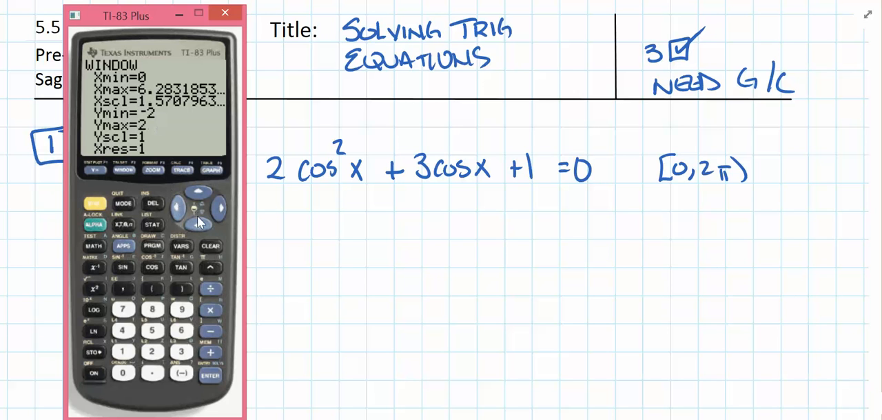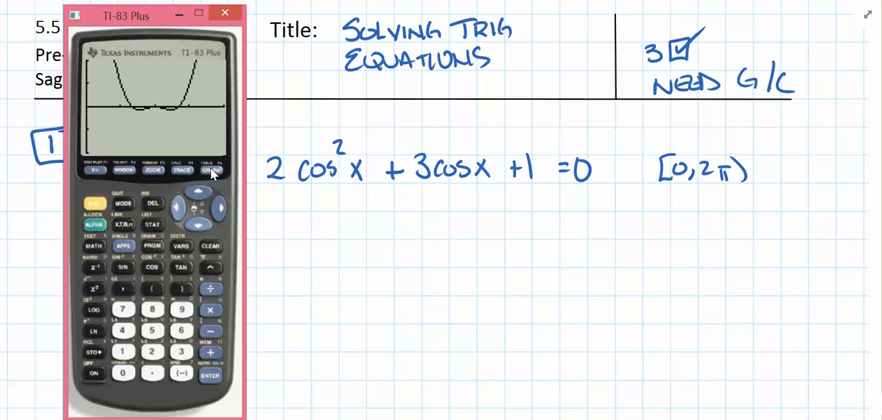Now, my y minimum and maximum, I'm curious as to where this graph crosses the x-axis. So I don't need to be down there at -10 and up there at +10. I might as well just focus in around the x-axis, okay? So it's important that you guys understand the concept of the window and how to set it up. You guys on board? Yes. Okay, now that we have our window set up and we have our equations plugged in, we're going to hit graph.